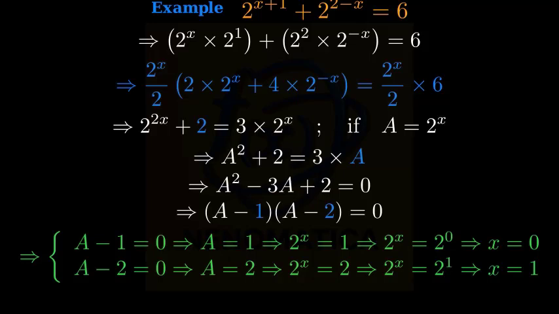Since a equals 2 to the power of x, we have 2 to the x equals 1, which means 2 to the x equals 2 to the power of 0. Therefore, x equals 0. Case 2, when a minus 2 equals 0, a equals 2. So 2 to the x equals 2, which means 2 to the x equals 2 to the power of 1. Therefore, x equals 1. So the solutions to our original equation are x equals 0 or x equals 1.